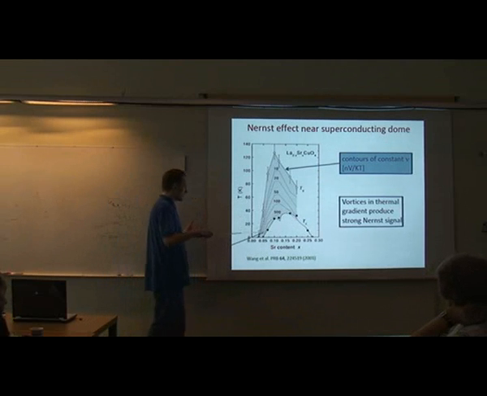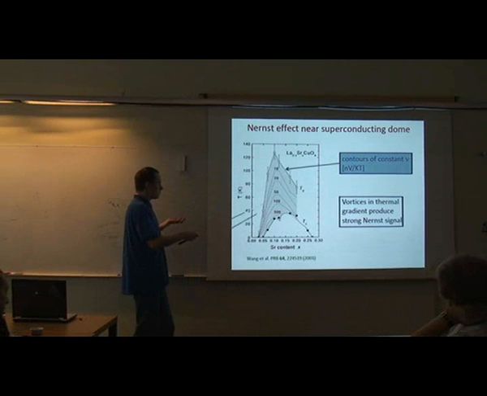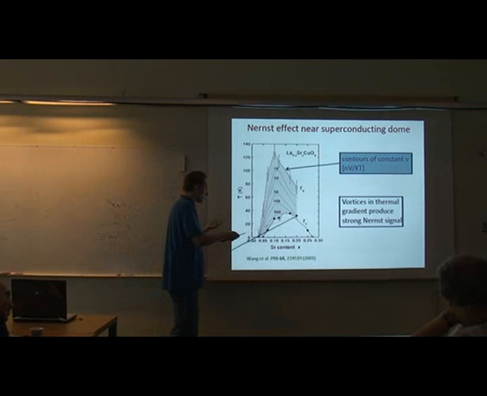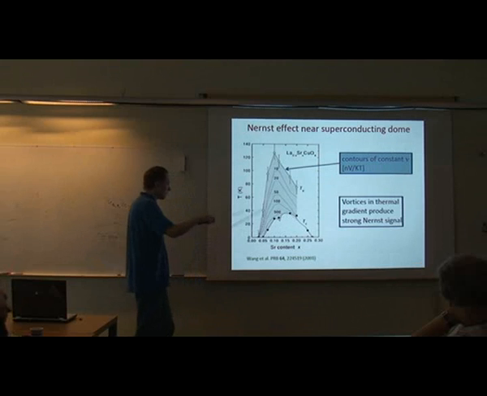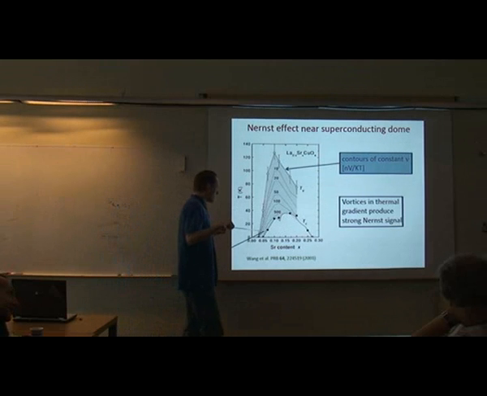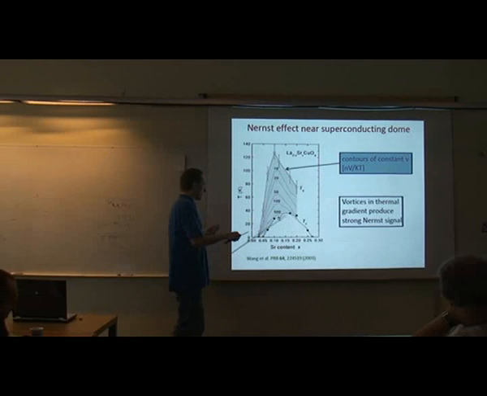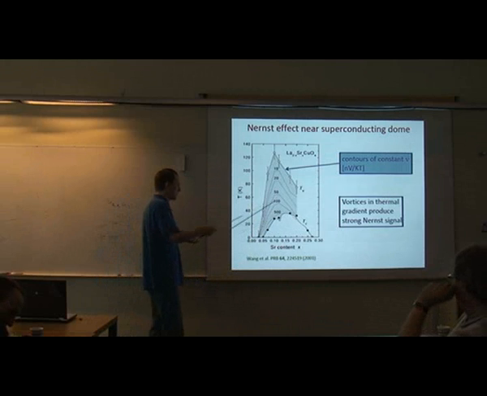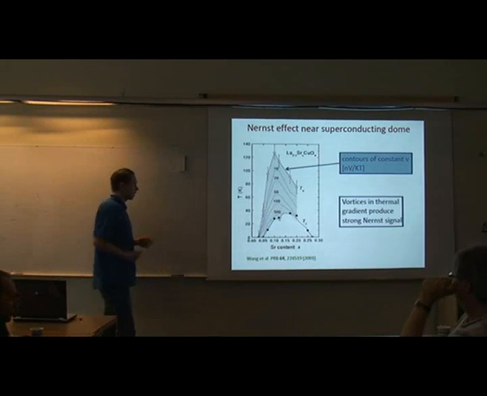It has therefore been proposed that close to the phase boundary you have fluctuating vortices, and it's believed that these vortices produce a strong signal here. So this has actually been described as the discovery of fluctuating vortices in the pseudogap phase by the Nernst effect.